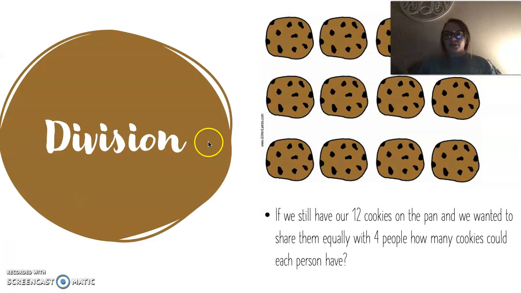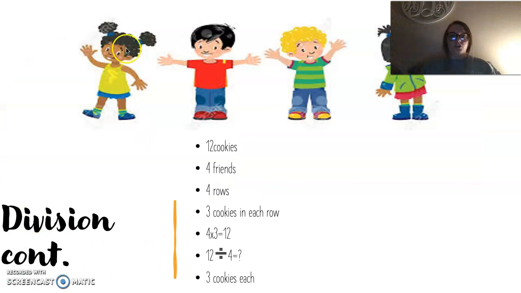And then we would jump into some division aspects. So here's another word problem. If we still have our 12 cookies on the pan and we wanted to share them equally with 4 people, how many cookies would each person have? So we have our 12 cookies again with 3 rows and 4 in each row. So then we continue with some more aspects.